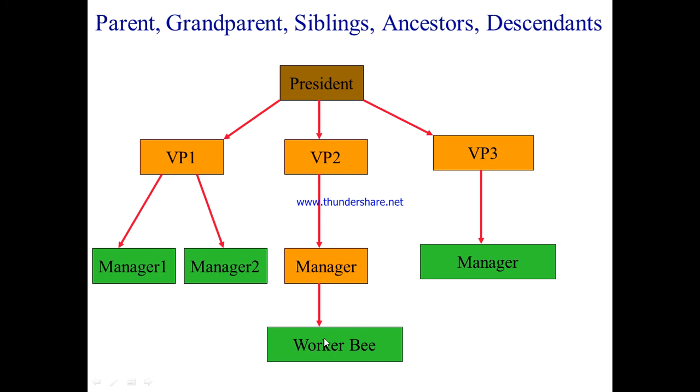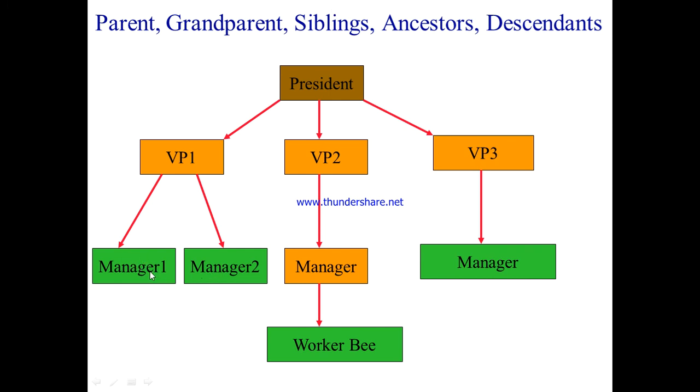So the immediately next top level node is said to be the parent. For worker B, manager is the parent. For manager, VP2 is the parent. For VP2, president is the parent. For all of the nodes, president is the root node. And grandparent means, for worker B, VP2 is the grandparent. That is the parent's parent. Yes or no? Parent's parent is grandparent. Right? So that is grandparent.